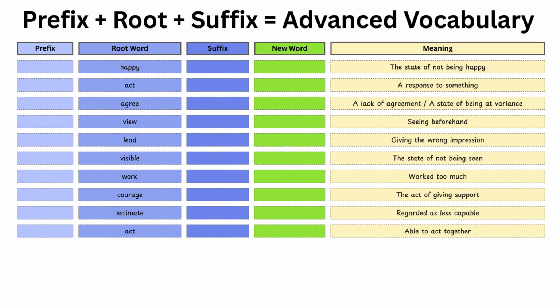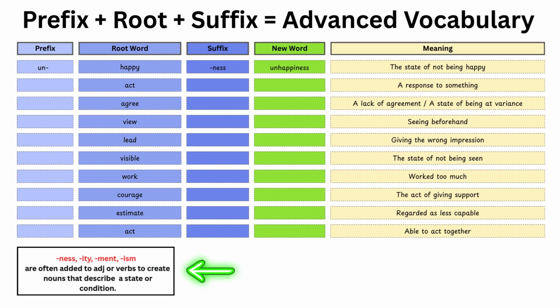First, we'll have a look at the meaning of the word. The state of not being happy. We can see that the root word is happy. The state of not being happy would be prefix un, root word happy, suffix ness. So the new word would be unhappiness. If we take a look down the bottom, the suffixes ness, ity, ment, and ism are often added to adjectives or verbs to create nouns that describe a state or condition. So the state of not being happy, unhappiness.